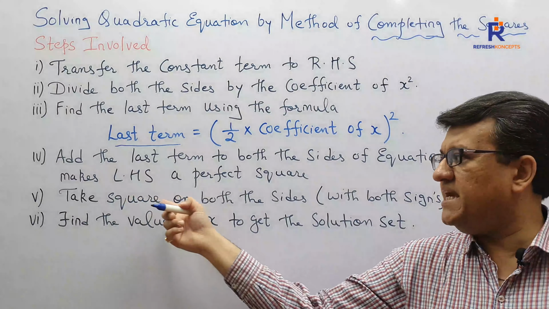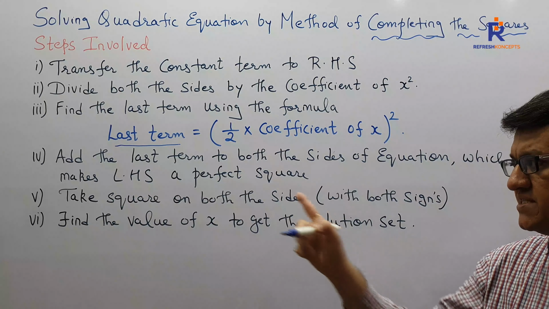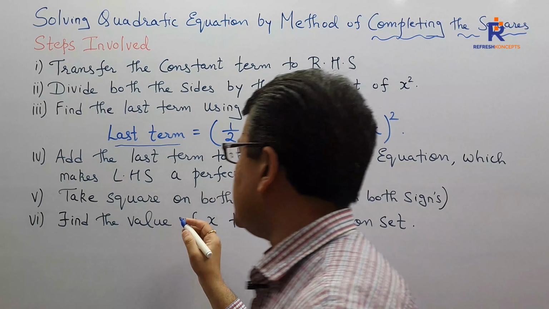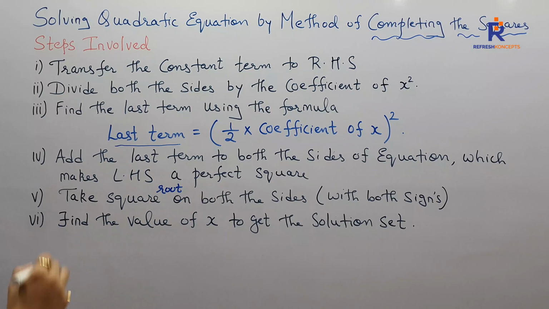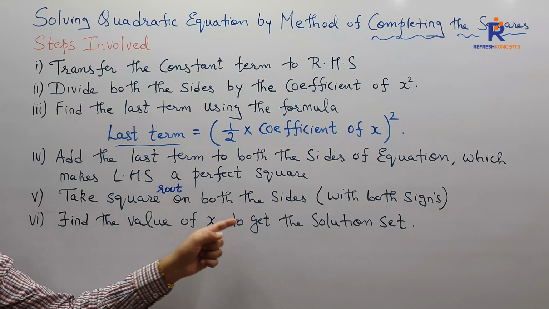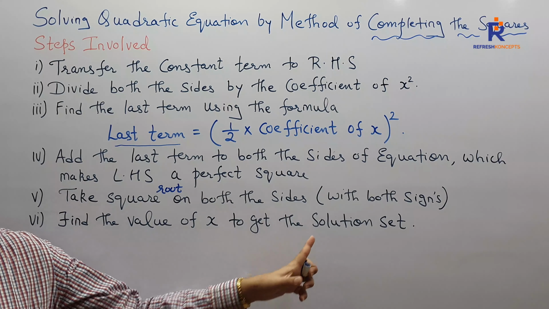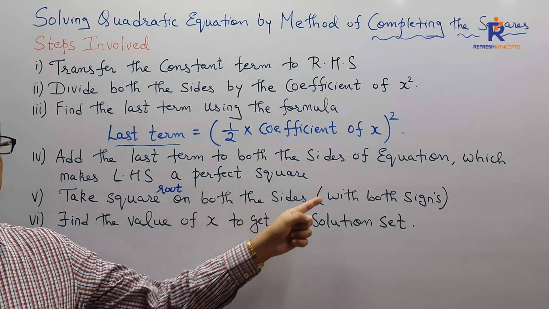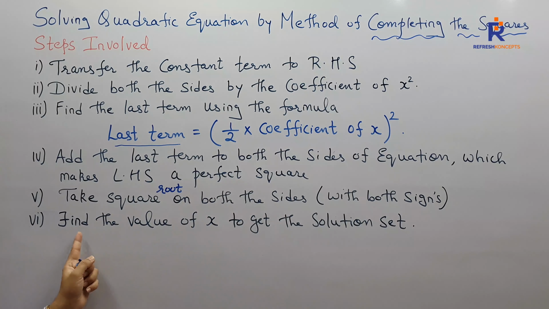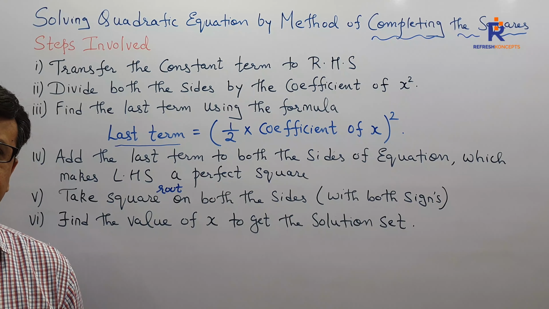Next step, take square root on both the sides with both the signs. Find the value of x to get the solution set.